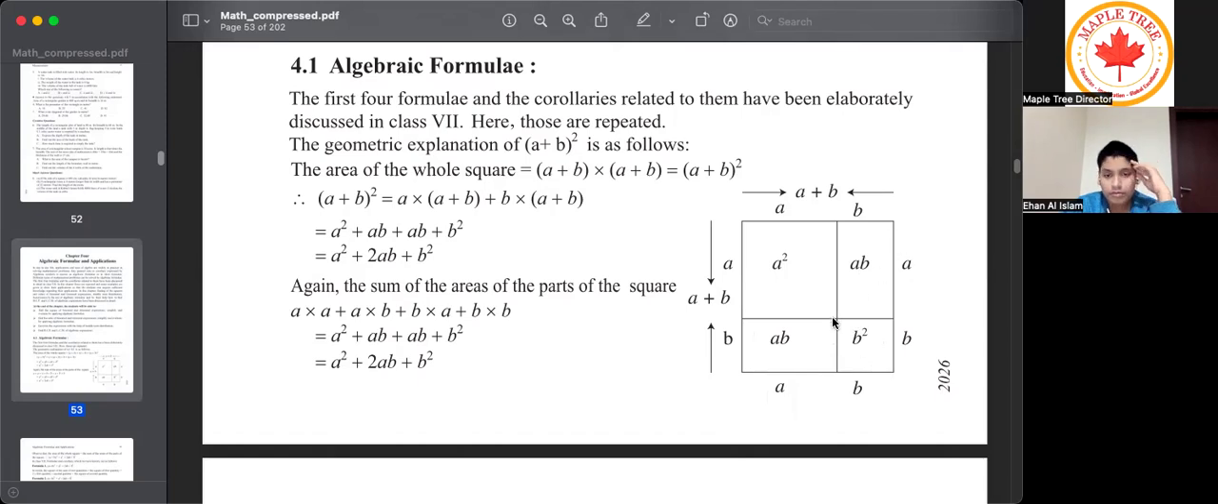Now if we add the 4 parts of the square, what will it be? A square plus ab plus ab, that is 2ab, plus b square. So we add all the 4 rectangular parts inside the square. Again, the sum of the areas of the parts of the square, a into a. Here we already discussed these things.